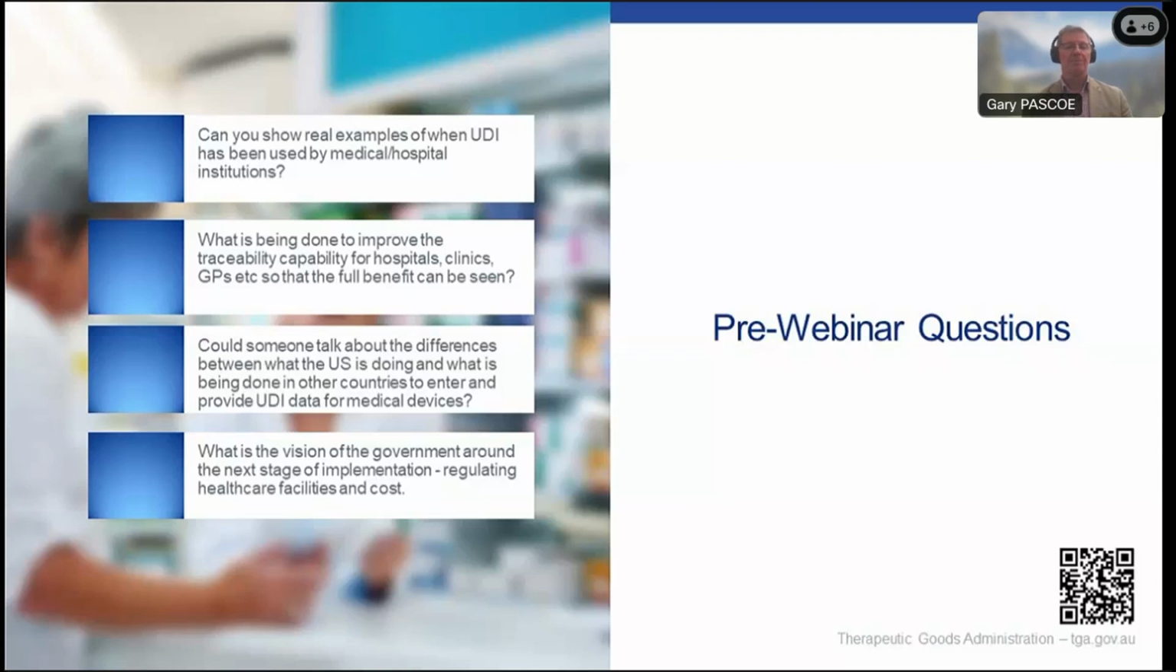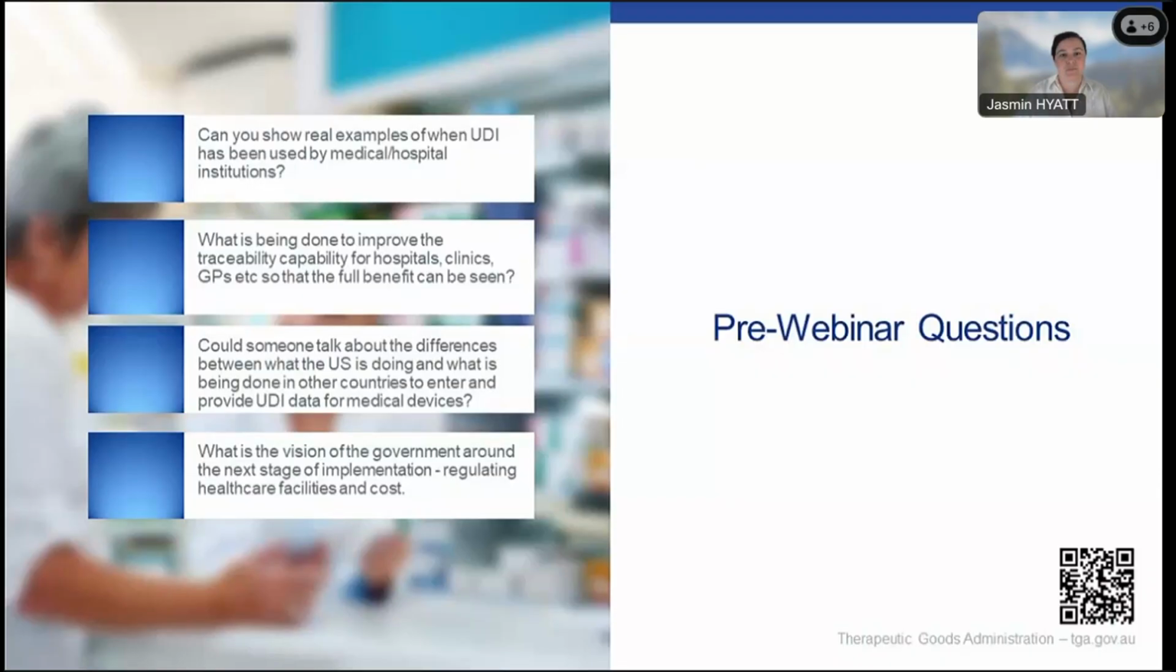Thanks, Gary. We've already touched upon this quite a bit, thanks to Mike, but we've got a question about the differences between what the US is doing and what is being done in other countries to enter and provide UDI data for medical devices.